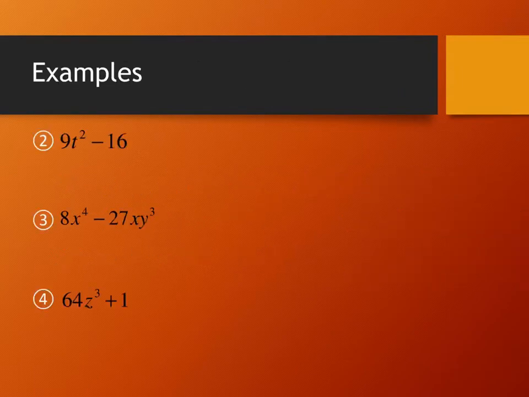As we're looking at them, the first thing we have to do is identify which of the three formulas it's asking me to use. So on number 2, 9t squared minus 16. Which of those three does this look like? Yeah, the first one, it looks like a difference of squares. You have to be a little bit careful and ask yourself what's being squared. So on the back end, this is clearly 4 that's being squared, right? No problem there. But what about the 9t squared? What is it that's actually being squared?